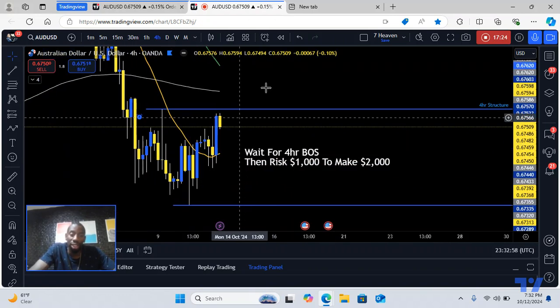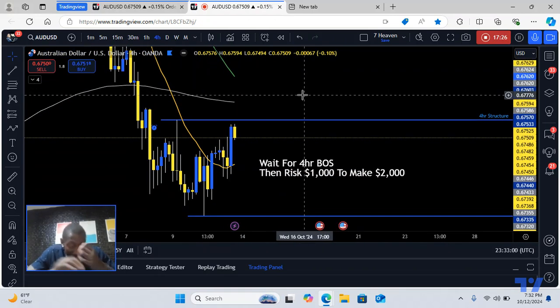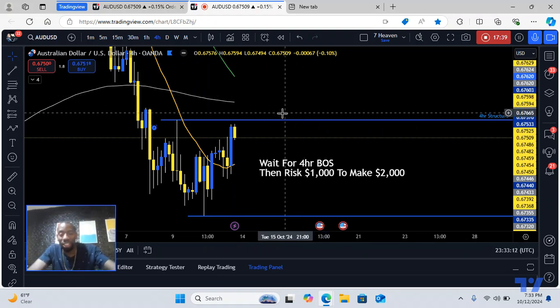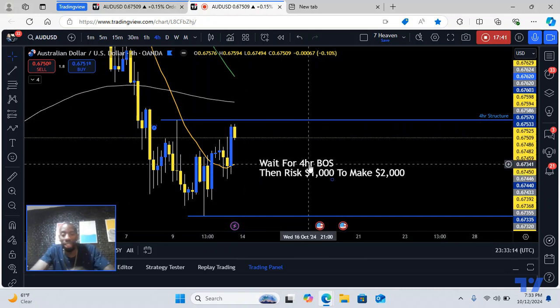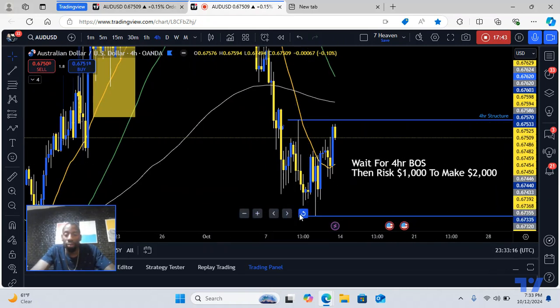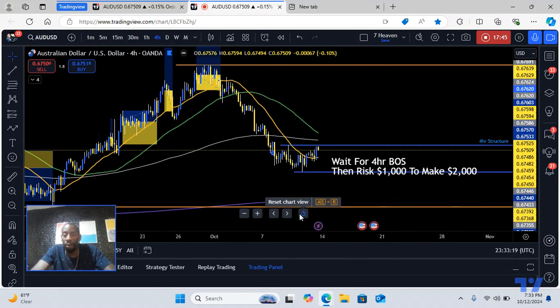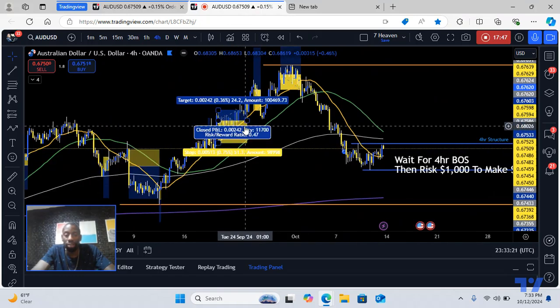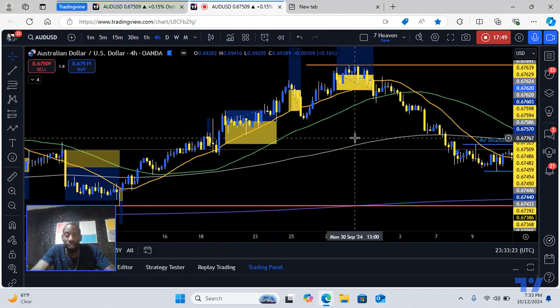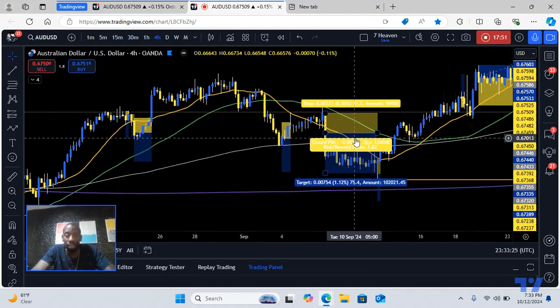It's down structure now, which makes it a scenario where 2 of them are speaking up, 2 of them are speaking down, and we're just neutral. That's what I've been doing on this pair, right? Until this thing breaks, then we're risking 1,000 to make 2,000. I'll break it down very nice and simple for you guys.